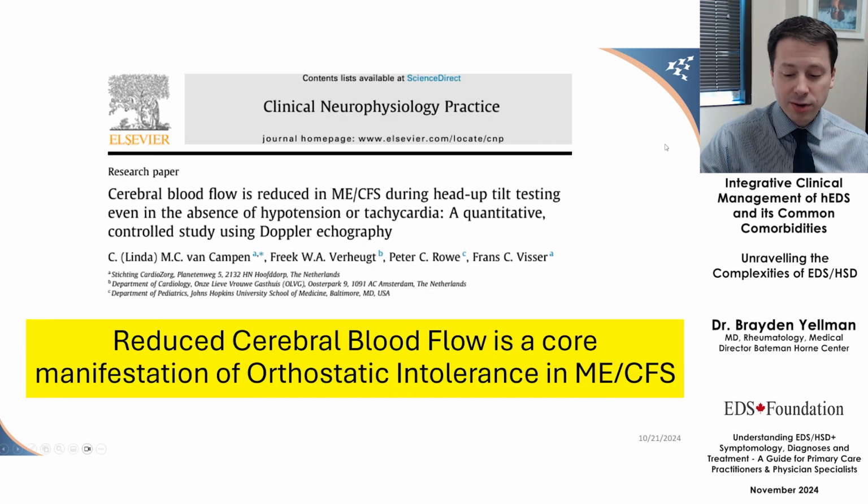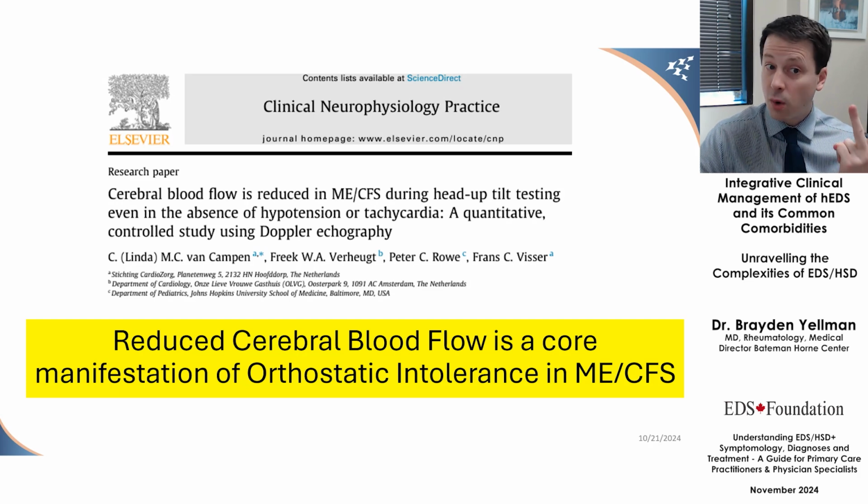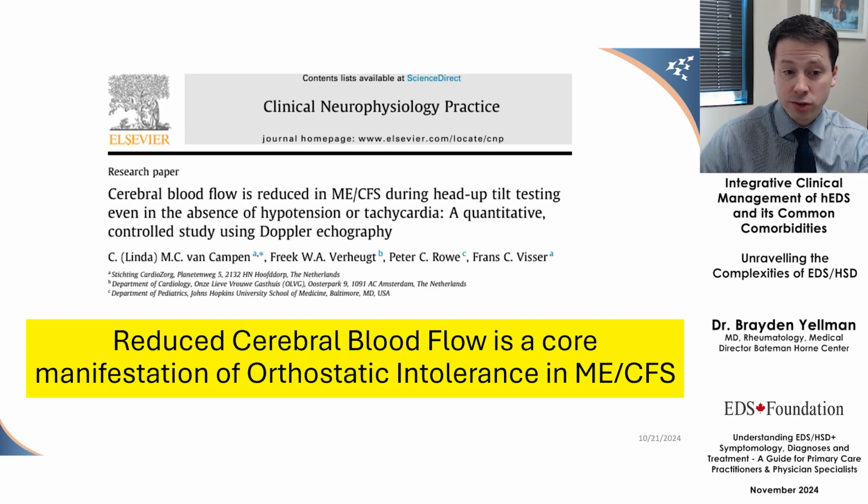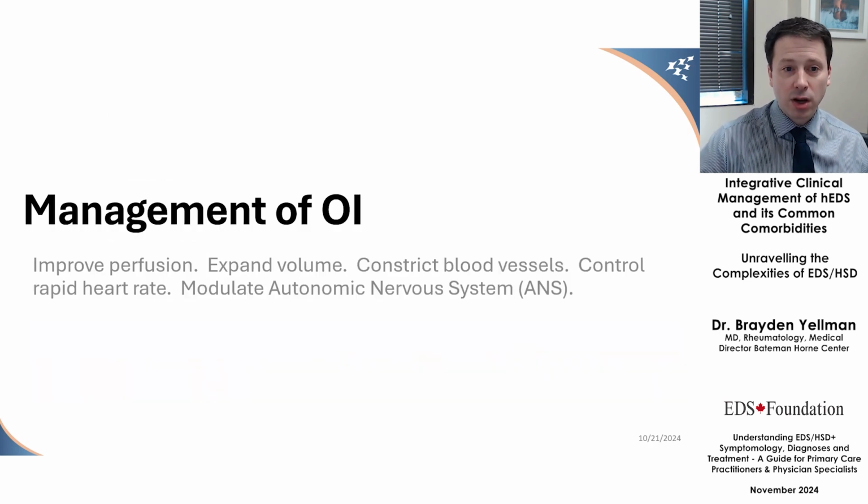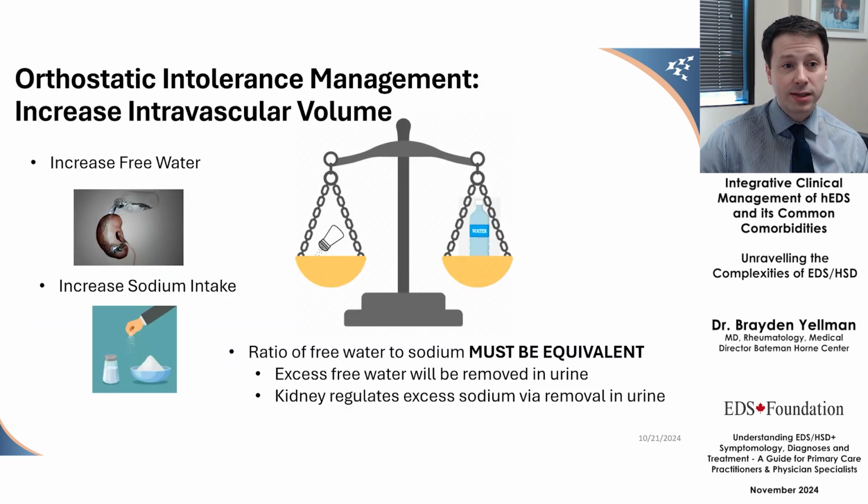This is just a reminder that we have done ultrasound studies and actually measured that there is a huge reduction of cerebral blood flow into the brain when a heads-up upright tilt table or a NASA Lean test is performed on ME/CFS patients or POTS patients in general. So for a while there, it was thought that there can't be change due to autoregulation, and that has been proven untrue. So how do we manage OI? We want to improve perfusion, expand volume, constrict blood vessels, control rapid heart rate, and modulate our autonomic nervous system.